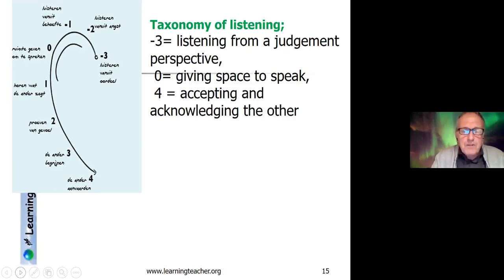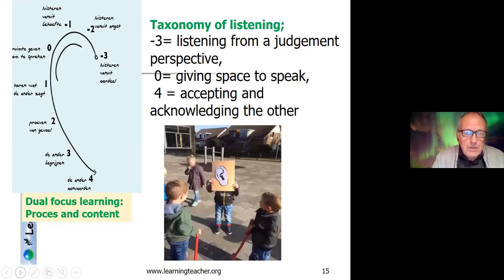So if at one point somebody is not listening very well, the teacher can say, oh, I think you're now at, where are you now? -2? How do you come to +1? What do you need? So it's all about being aware of what is good listening and how to change your position therein. So here's an example. We call this dual focus learning. It's the process and the content.